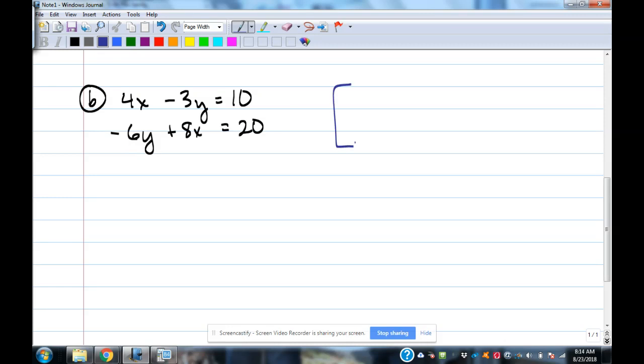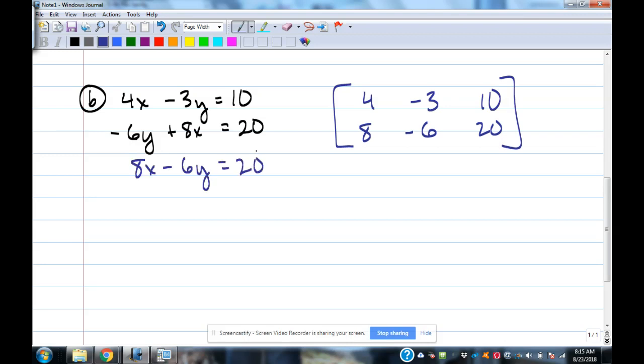So when I rewrite my matrix, I got 4, negative 3, 10, and then what should the second row be? Yeah. So rearranging that to 8x minus 6y equals 20. That's how I got there. Just swapping the order so that it's x, y, number. Okay. Make sure of that because it's a real simple thing, but they like to throw it in there, and if you're in a hurry, you don't see it and you mess things up.